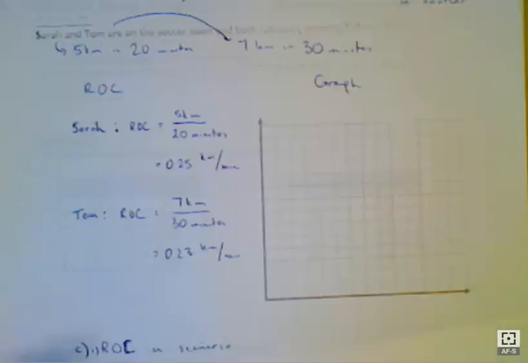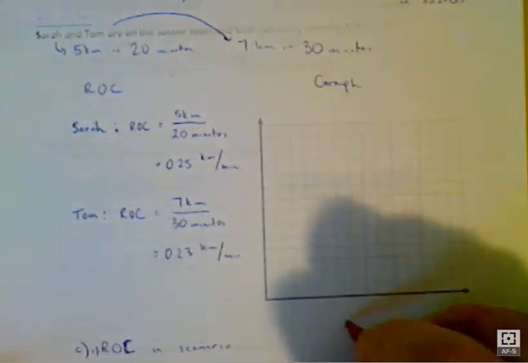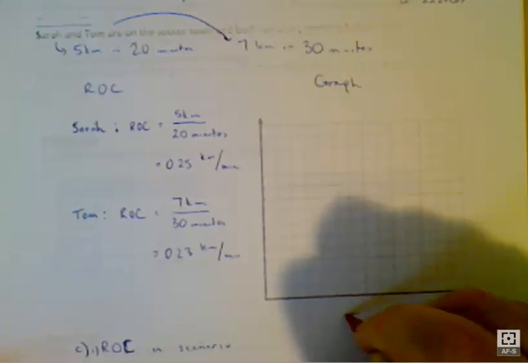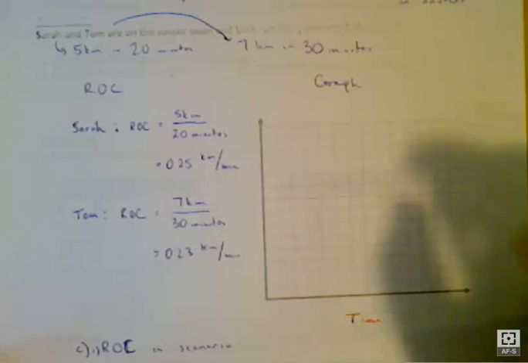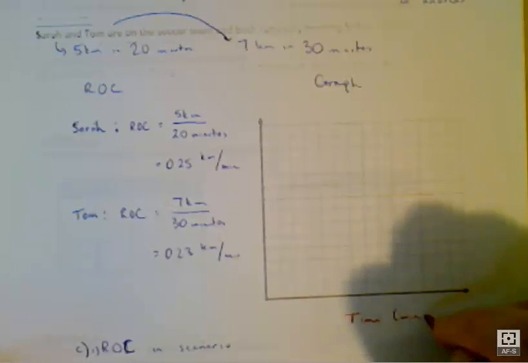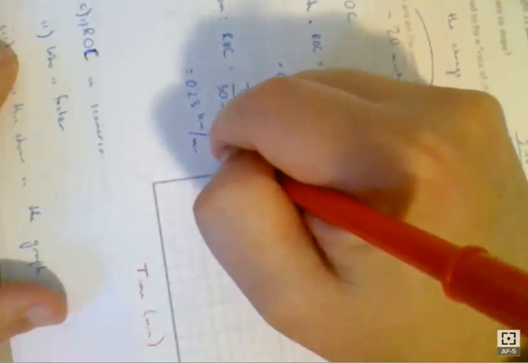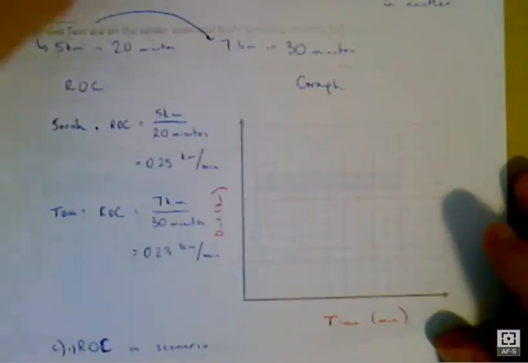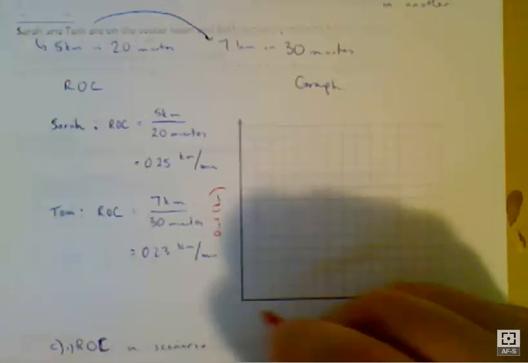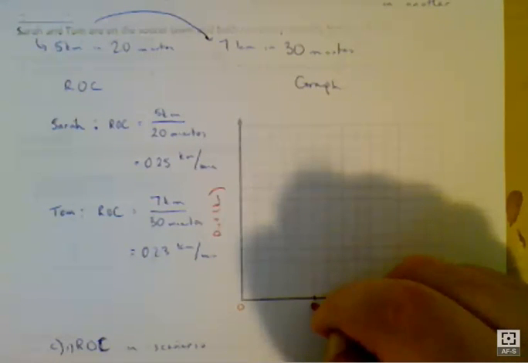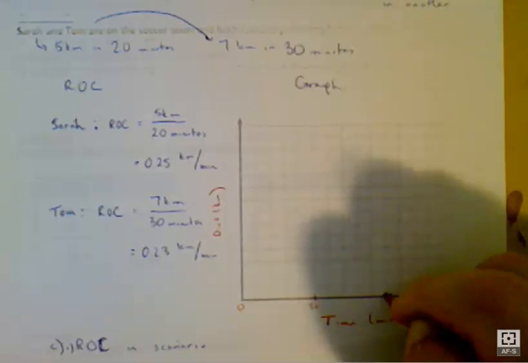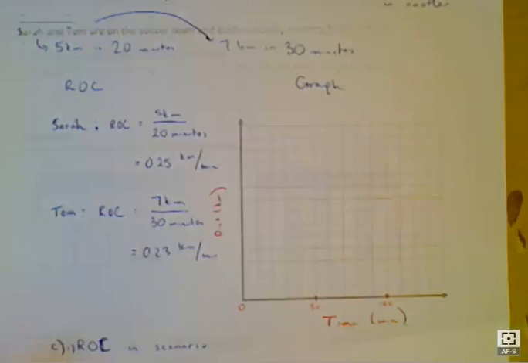So let's get this on a graph. Now usually with distance and time problems, we put time on the horizontal axis, and our time will be in minutes. And distance in kilometers. Now I'm going to go up by tens here. So every 1 block horizontally is 10 minutes.